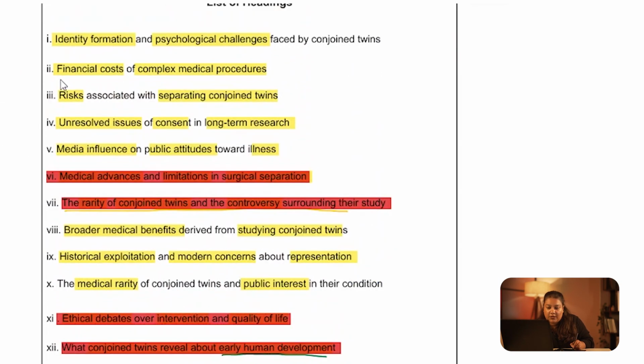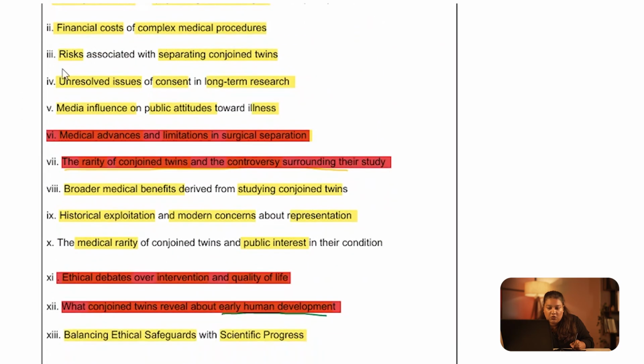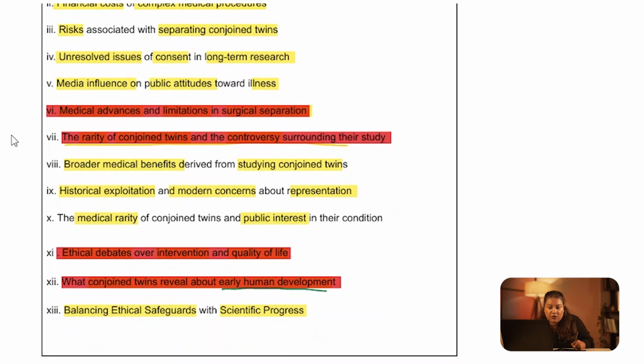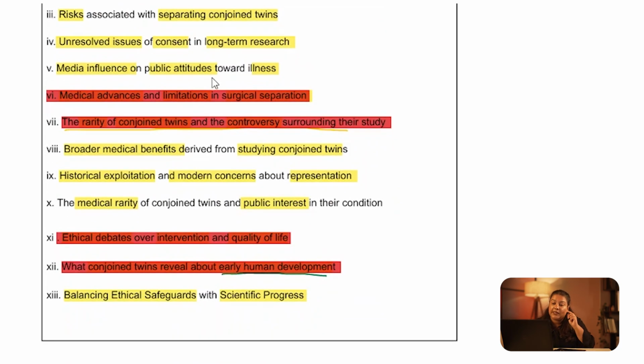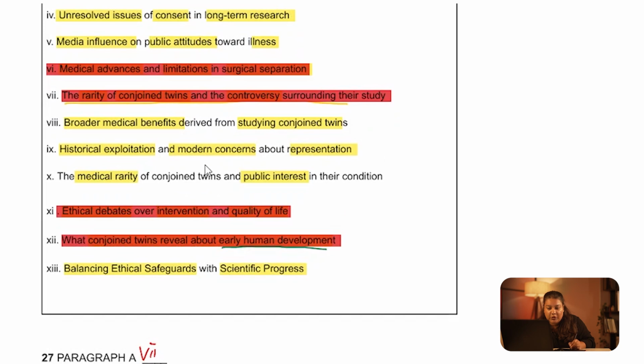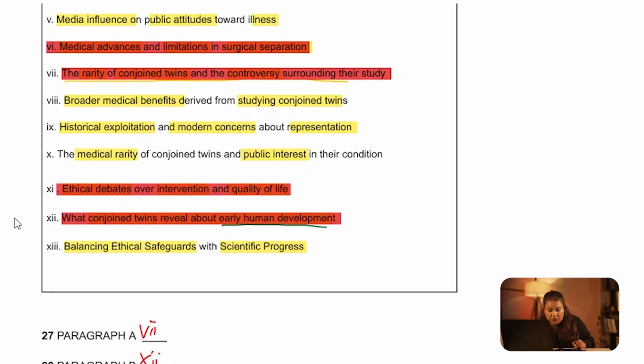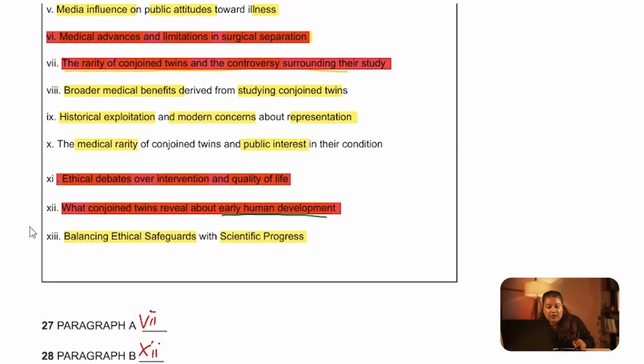Yes, it could be. Let's look at option 2. Financial cost? No, we don't have anything talking about risks associated with separating. Unresolved issues or consent? No. Media influence or public attitude towards illness? Media, yes, but it doesn't talk about anything related to the illness. So we'll eliminate option 8. Broader medical benefits? No. Historical exploitation and modern concern? Not really. Medical rarity, public interest? No. Balancing ethical safeguard, scientific progress?